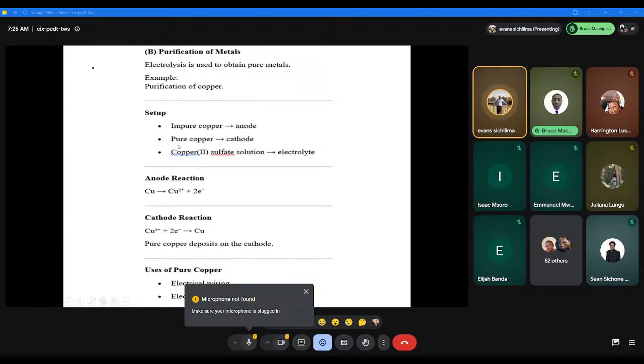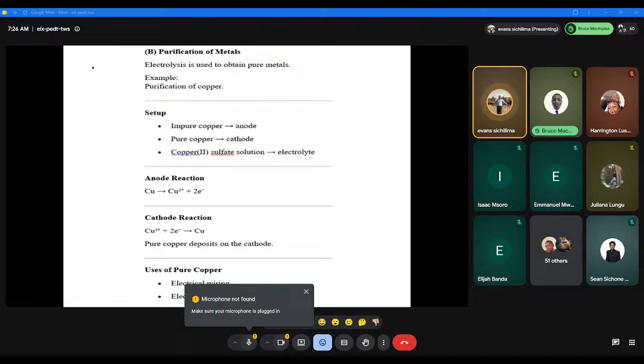Then a small piece of pure copper, the cathode, is placed at the cathode. So they're called copper cathodes. Then copper(II) sulfate will be used as an electrolyte, and this is what will be happening at the anode. At the anode, where you have the impure copper, that mixture of copper with impurities, the copper will begin to escape from the rest of the impurities that will begin to deposit at the base of the cell.